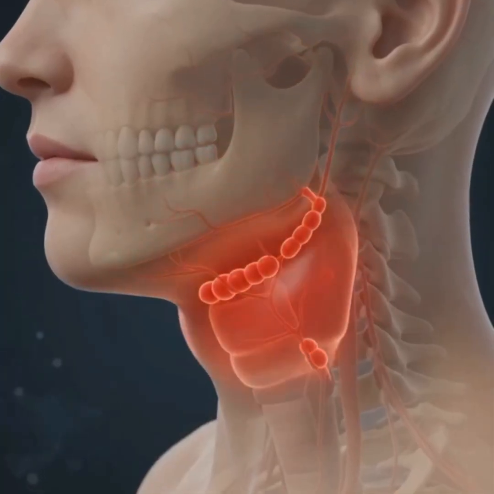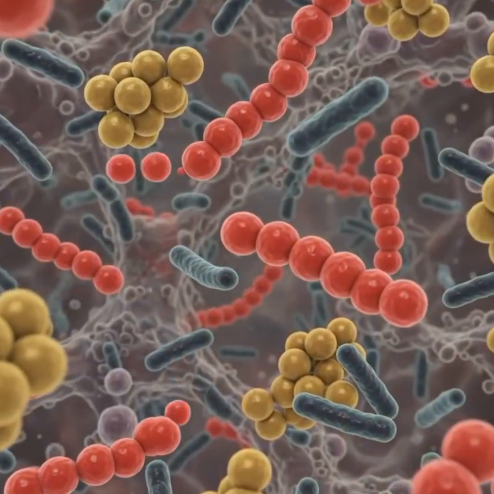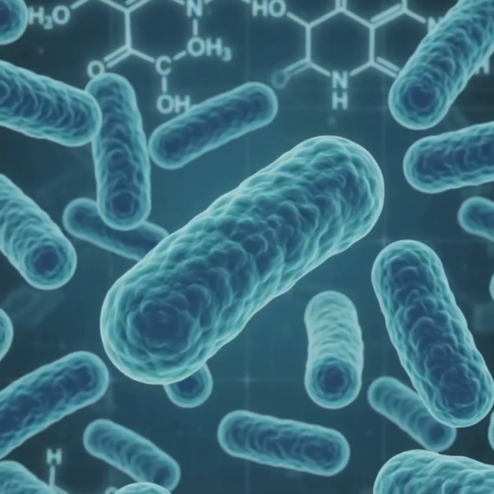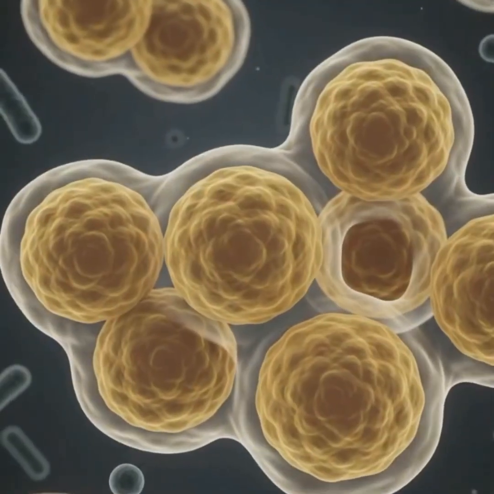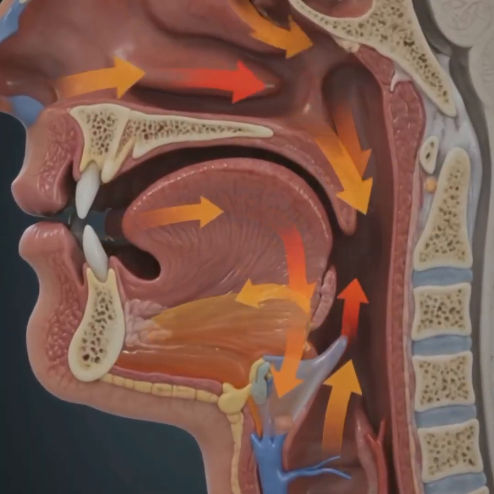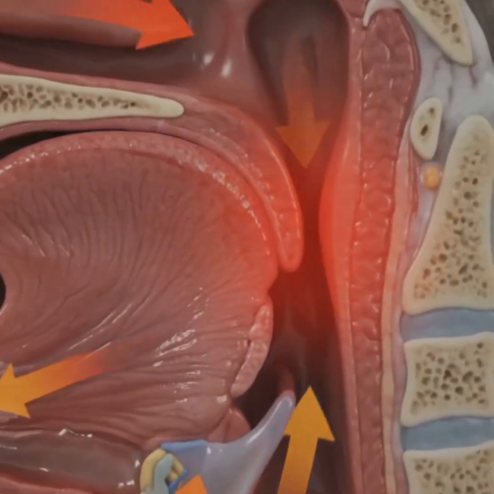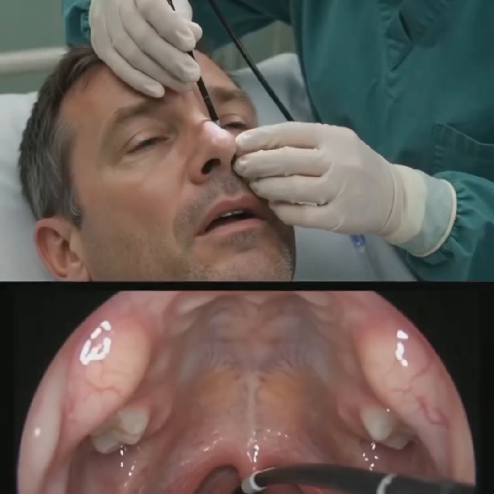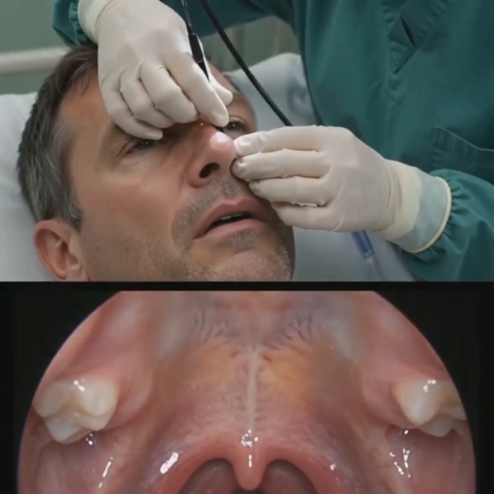Ludwig's angina is a polymicrobial infection. Streptococcus anginosus causes rapid progression. Klebsiella pneumoniae is isolated in over half of diabetic patients. Edema forces the tongue back, blocking the airway. This leads to severe trismus and stridor. Awake fiber optic intubation is preferred.